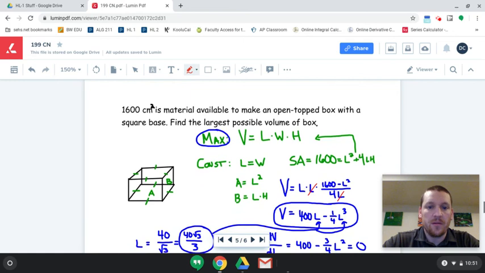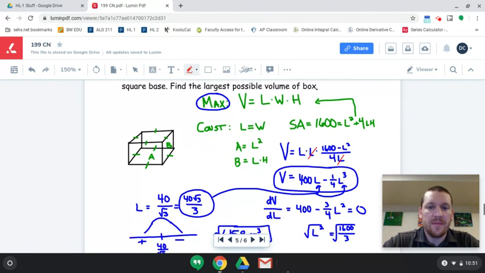Another one, we have 1,600 centimeters squared in material available to make an open top box with a square base. Find the largest possible volume of the box. So we know that the volume is going to be the length times width times height. So if we know what the surface area has to be as well, it's a box. So this one's a little bit different than the one that you guys did because there is a top as well to it. So this is kind of how you would go about doing that.